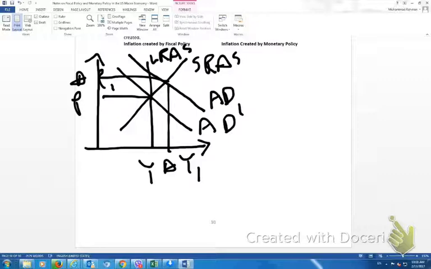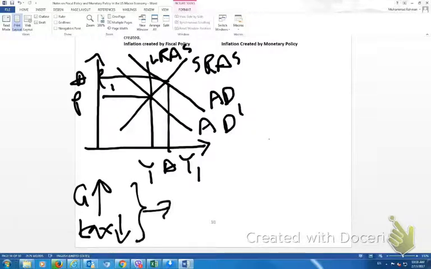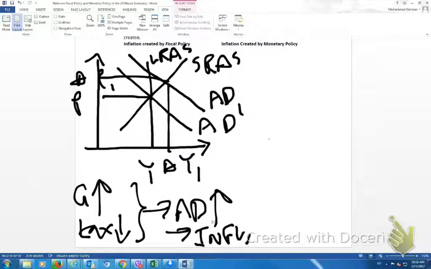Okay, I want to write it down so that we remember. So if there is an increase in G, that's a fiscal policy, or a cut in tax, that's also a fiscal policy, aggregate demand increases, and if aggregate demand increases, there is inflation.